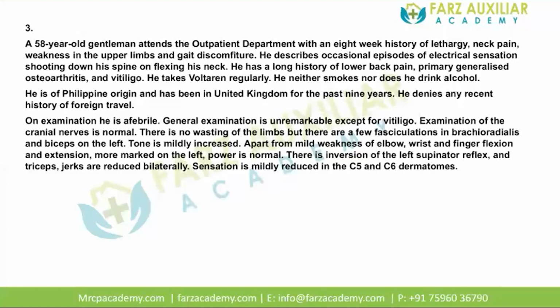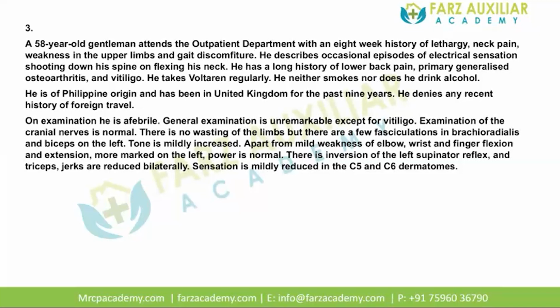So this is a 58-year-old gentleman who attends the outpatient department with an 8-week history of lethargy, neck pain, weakness in the upper limbs, and gait disturbance. He describes occasional episodes of electrical sensations shooting down his spine on flexing his neck. He has a long history of lower back pain, primary generalized osteoarthritis, and vitiligo. He takes Voltaren regularly. He neither smokes nor drinks alcohol. He is of Philippine origin and he has been in the UK for 9 years and denies any recent history of foreign travel. He is afebrile.